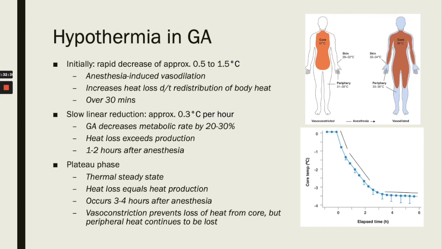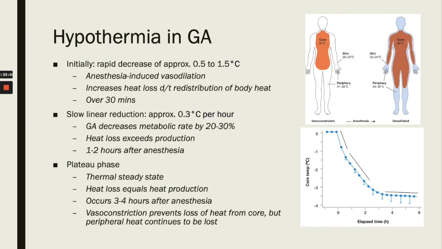And this usually occurs over 30 minutes. So here we're vasoconstricted, anesthesia hits, and then we get vasodilated, and we're trying to redistribute our body heat. And then we have a slow linear reduction, which is a reduction of approximately 0.3 degrees Celsius per hour. And so general anesthesia decreases our metabolic rate by 20 to 30%, so that's a significant decrease.